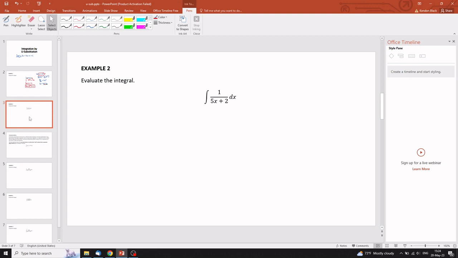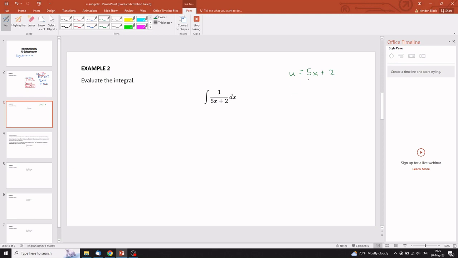When we have a rational expression with the numerator and denominator, it's pretty common for the u to be either the entire numerator or the entire denominator. Okay, so let's use that logic and set u not just to 5x, but the entire denominator of 5x plus 2.